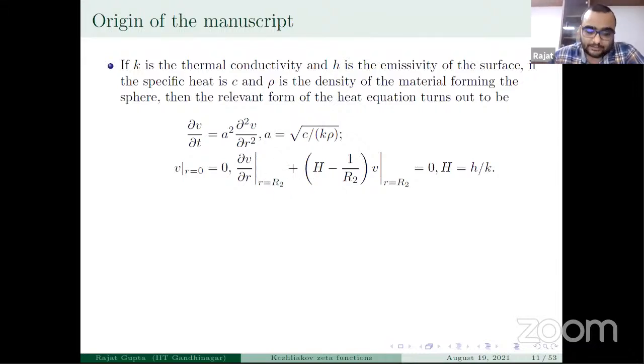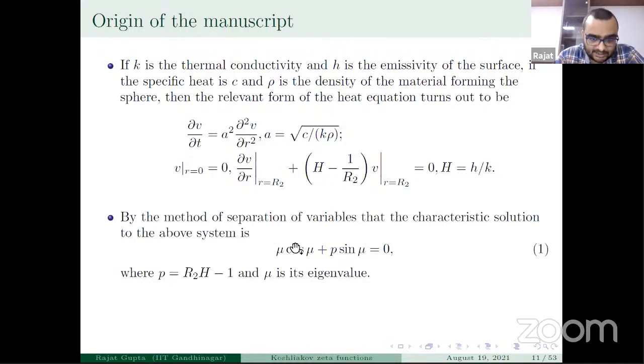If you apply the method of separation of variables, then we find that the solution of this PDE depends on the solution of this characteristic equation, mu cos mu plus p sin mu equals 0, where p is equal to R2 H minus 1 and mu is its eigenvalue. This comes from these boundary value conditions. If you take del u by del t equal to a squared del squared v upon del R squared equal to minus mu squared, and solve this PDE by separation of variables, you will find that you need to satisfy this characteristic equation, mu cos mu plus p sin mu equals 0.